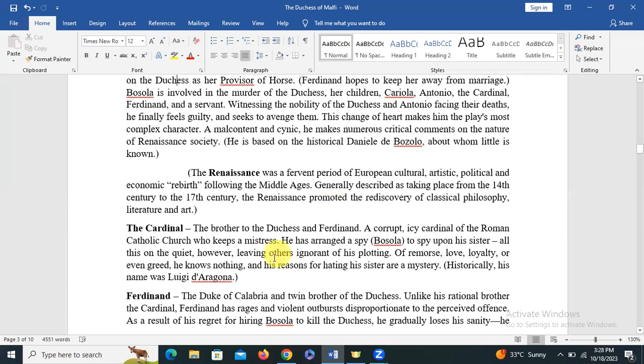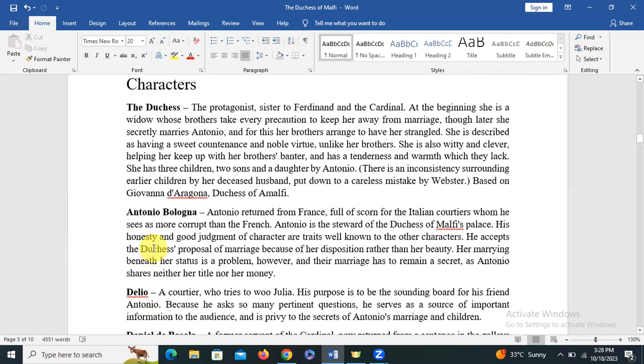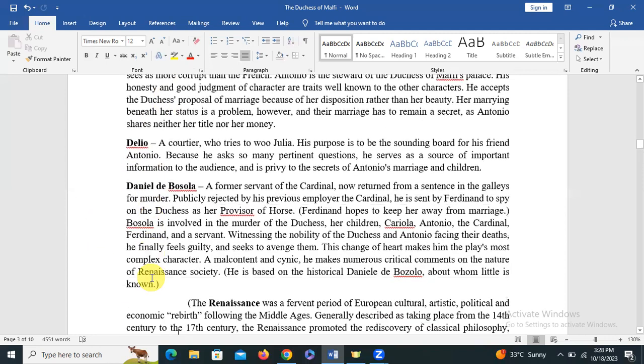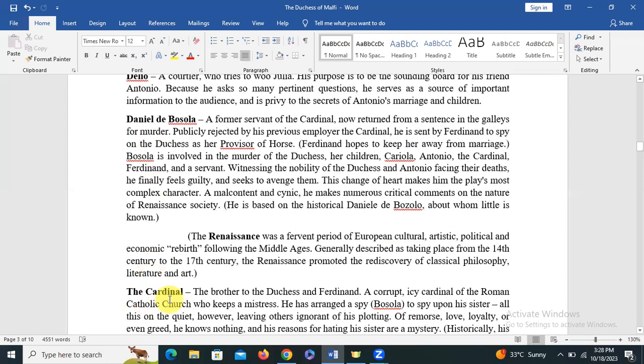Okay. Then there is the third character, the Cardinal. We covered the Duchess, Antonio, then Delio, then Bosola, and then the third character, the Cardinal. But before that, here I've written the word which is repeating again and again, Renaissance, right? This word is found in literature as well as in history. If you read history, you'll find this word a lot.